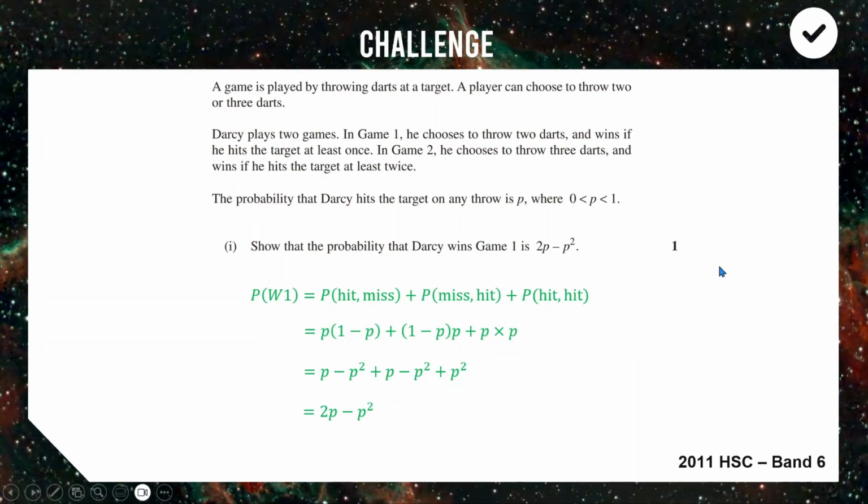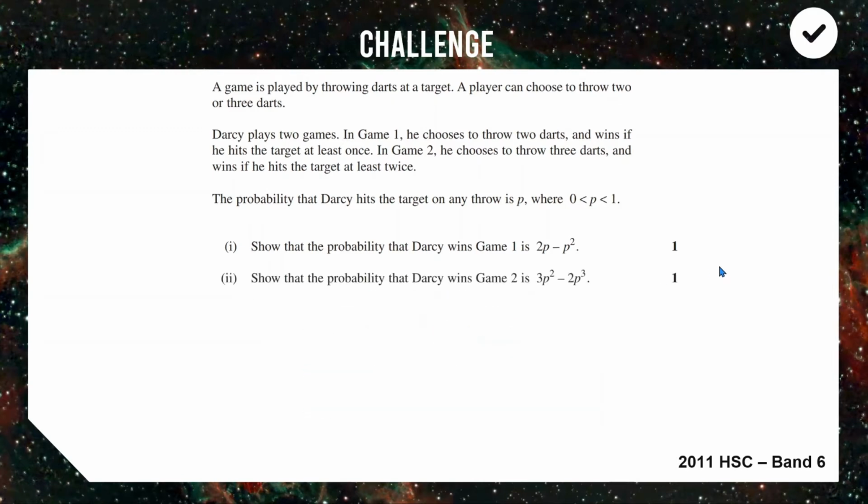Let's try the next part, which is game 2. Show that the probability that Darcy wins game 2 is 3P squared minus 2P cubed. So in this one, we are throwing 3 darts, and we've got to hit 2 of them. A few ways we could do that as well. We could have 2 hits and 1 miss, or we could have all 3 hitting.